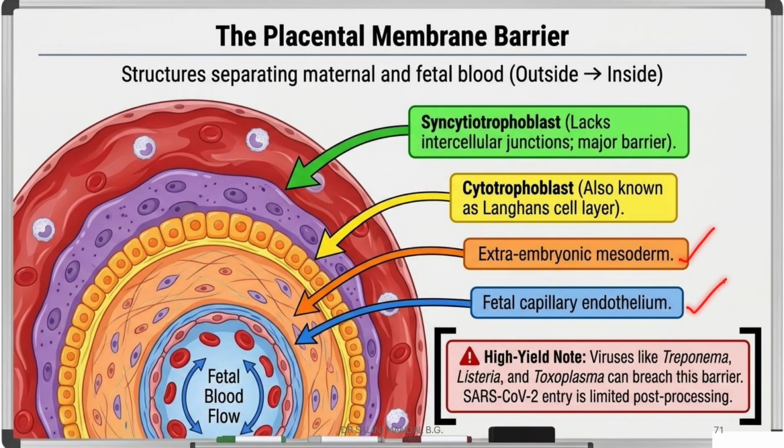Okay, but there are a few organisms like Treponema pallidum, then Listeria, then Toxoplasma. These are the ones which can breach the barrier.